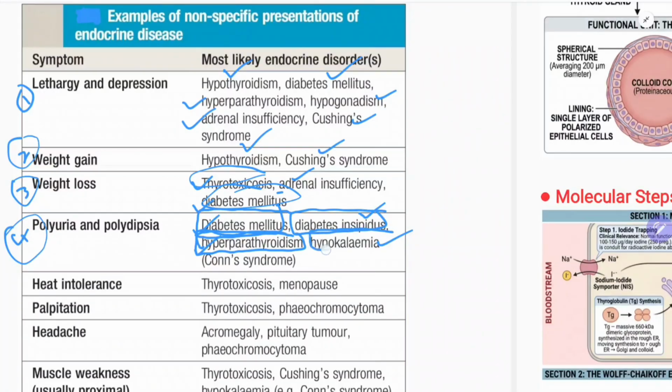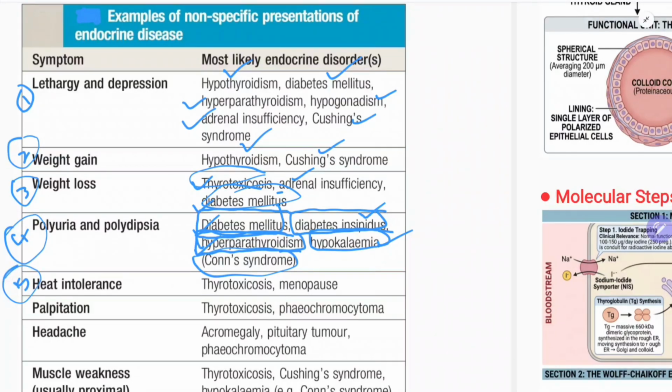And hypokalemia like Conn syndrome. So in Conn syndrome, there is excessive production of aldosterone. So that will lead to retention of sodium and loss of potassium and protons into urine. So that will produce polyuria. So any abnormality like diabetes mellitus, most common, diabetes insipidus, hyperparathyroidism, and Conn syndrome can cause this polyuria.